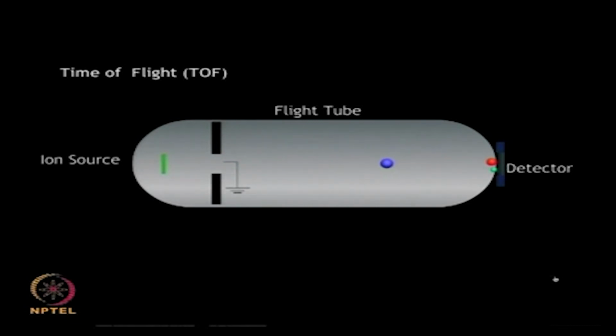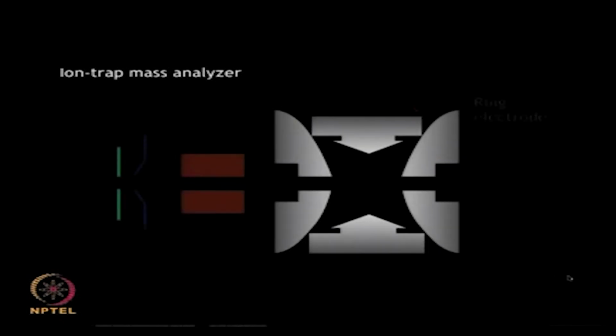Ions are accelerated at different velocities depending on their mass to charge ratios. Ions of lower masses are accelerated to higher velocities and reach the detector first. The time of flight under such circumstances is inversely proportional to the square root of molecular mass of the ion. The TOF analyzer has several applications in proteomics. Now, let us discuss the next mass analyzer, ion trap.